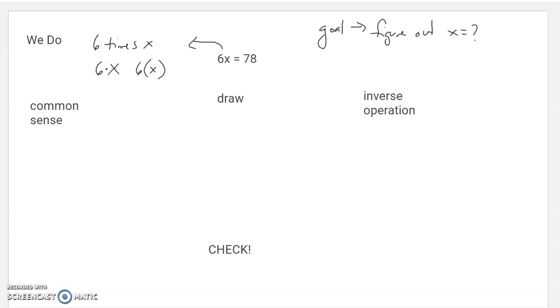So this means 6 times x. All right, first possibility is common sense. You might just be able to look at that and figure out what x equals. I don't know if you can or not, so I'm just going to put a question mark there.